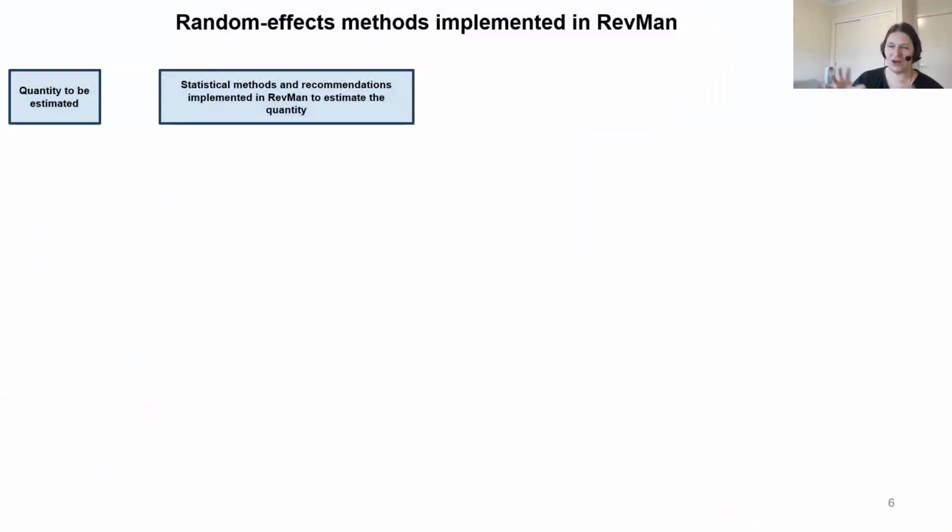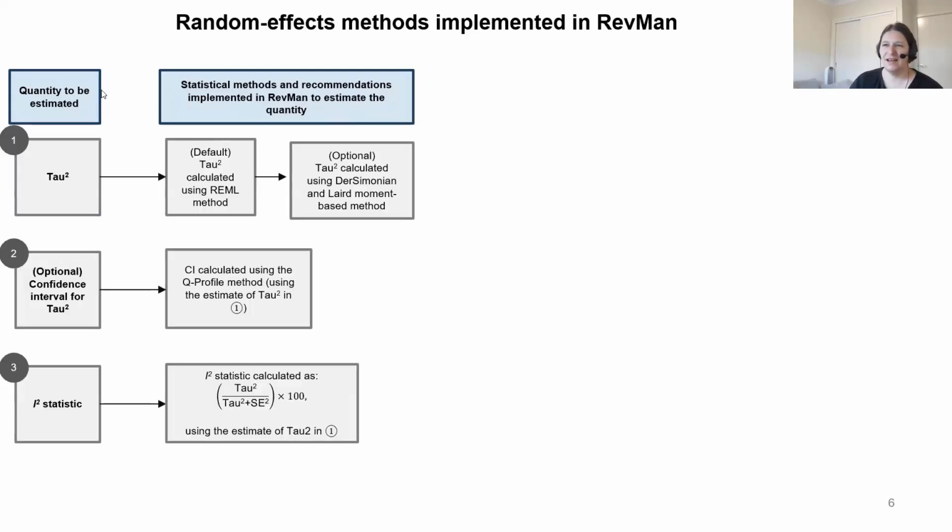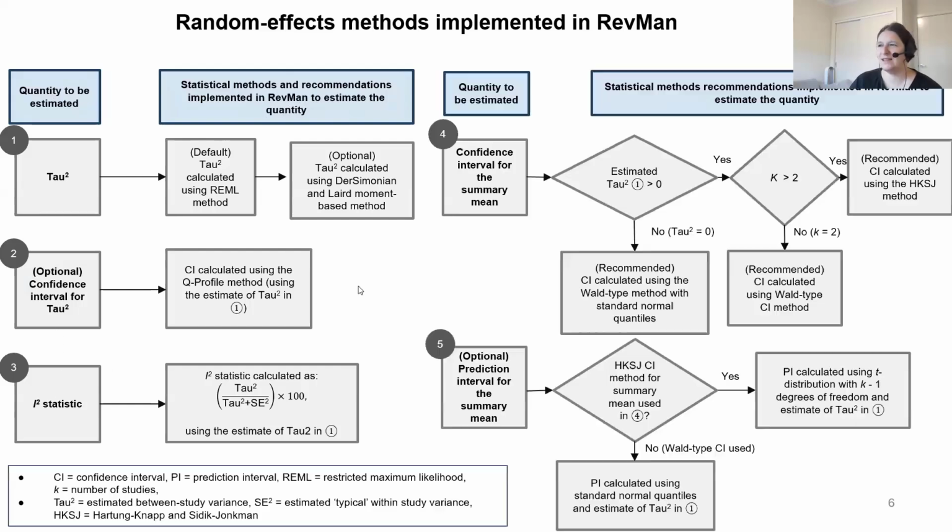What I'm going to show here is a diagram that will keep reappearing throughout this presentation. On the left-hand side here, we have the quantity to be estimated. What the meaning of that is will become clear shortly, and then the statistical methods and recommendations implemented in RevMan to estimate that quantity. So the first three methods we have here are tau squared, a confidence interval for tau squared, and the I-squared statistic, the confidence interval for the summary mean, and the prediction interval for the summary mean.